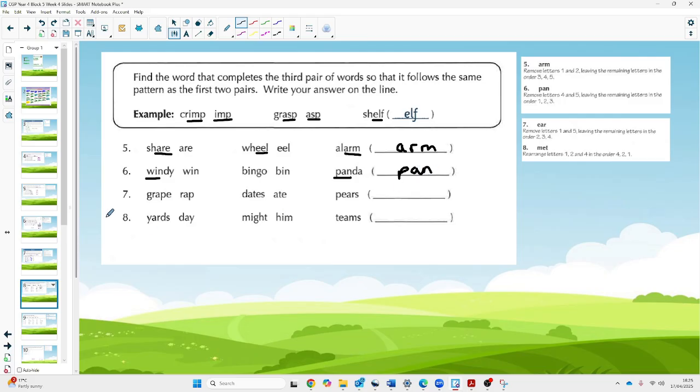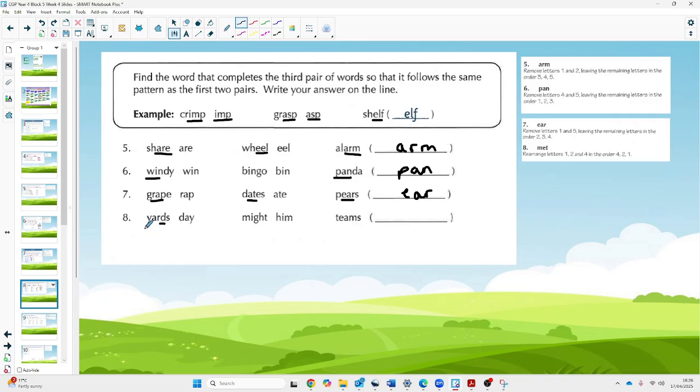And then we're going to look at number 7. And on number 7, you'll notice that rap comes from the middle of grape, ate comes from the middle of dates. So we're going to take ear from the middle of pears. So it's quite fun trying to work out where the letters have come from. And then this one's a little bit more tricky. So we've got day. So the D is the fourth letter, A is the second, and the Y is the first.